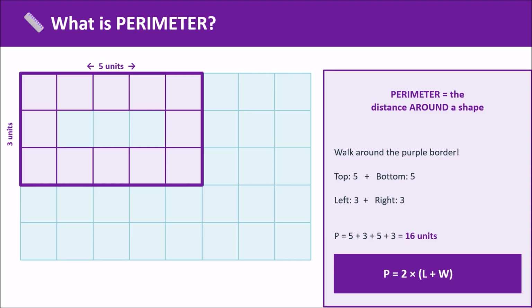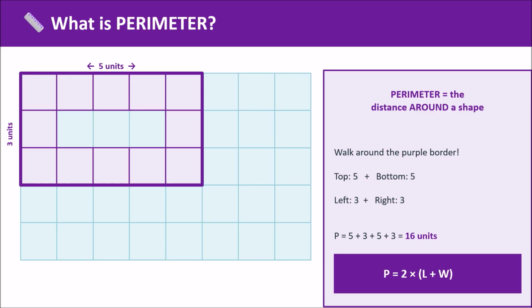Now for our second big idea, the perimeter. Perimeter is the distance all the way around the outside of a shape. Don't forget, it is the length outside the shape. Imagine you are walking around the edge of a garden or a walkway. The total distance you covered is the perimeter. Look at our rectangle once again. Same one, 5 units wide and 3 units tall. But this time, instead of filling the inside, we are only looking at the purple border. That's the outside border.